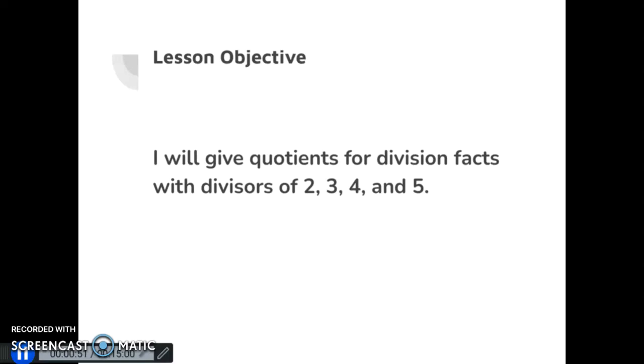So our learning objective for this lesson is: I will be learning quotients for division facts with divisors of 2, 3, 4, and 5.